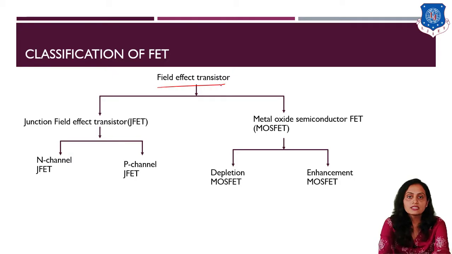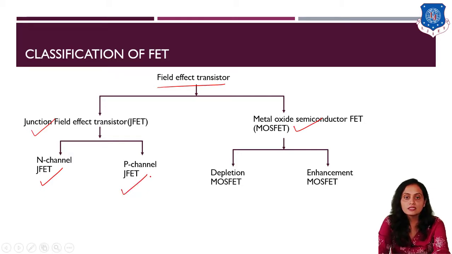Now we will see the classification of field effect transistor. Basically there are two types of field effect transistor. One is the junction field effect transistor and another one is the metal oxide semiconductor field effect transistor. In the junction field effect transistor we have two types: N-channel JFET and P-channel JFET. In MOSFET we have two types, that is depletion MOSFET and enhancement MOSFET.